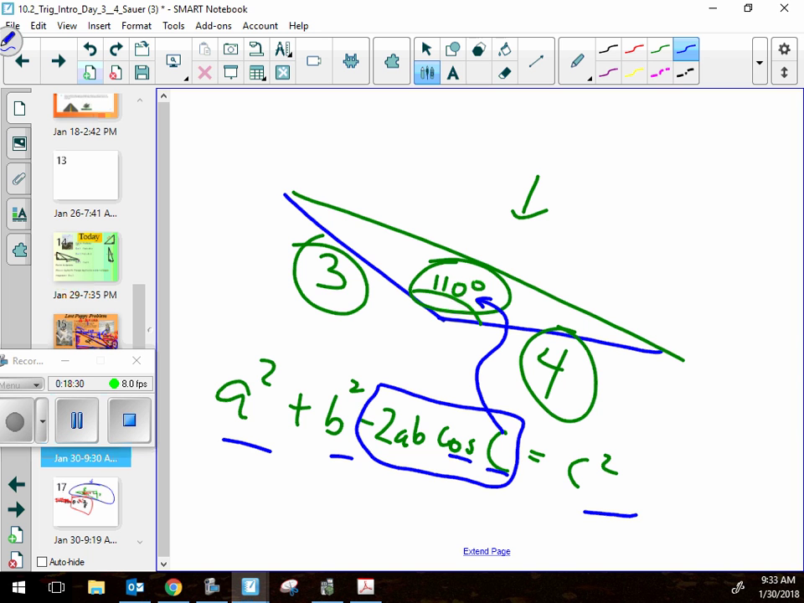So how would I do that in this triangle? Well, then I've got A and B, and I've got cosine of 110, and that'll give me c squared. When it's all done, it gives me c squared, which tells you when you get the answer, be careful. The answer needs to be square rooted to figure out what this little guy over here called c is.